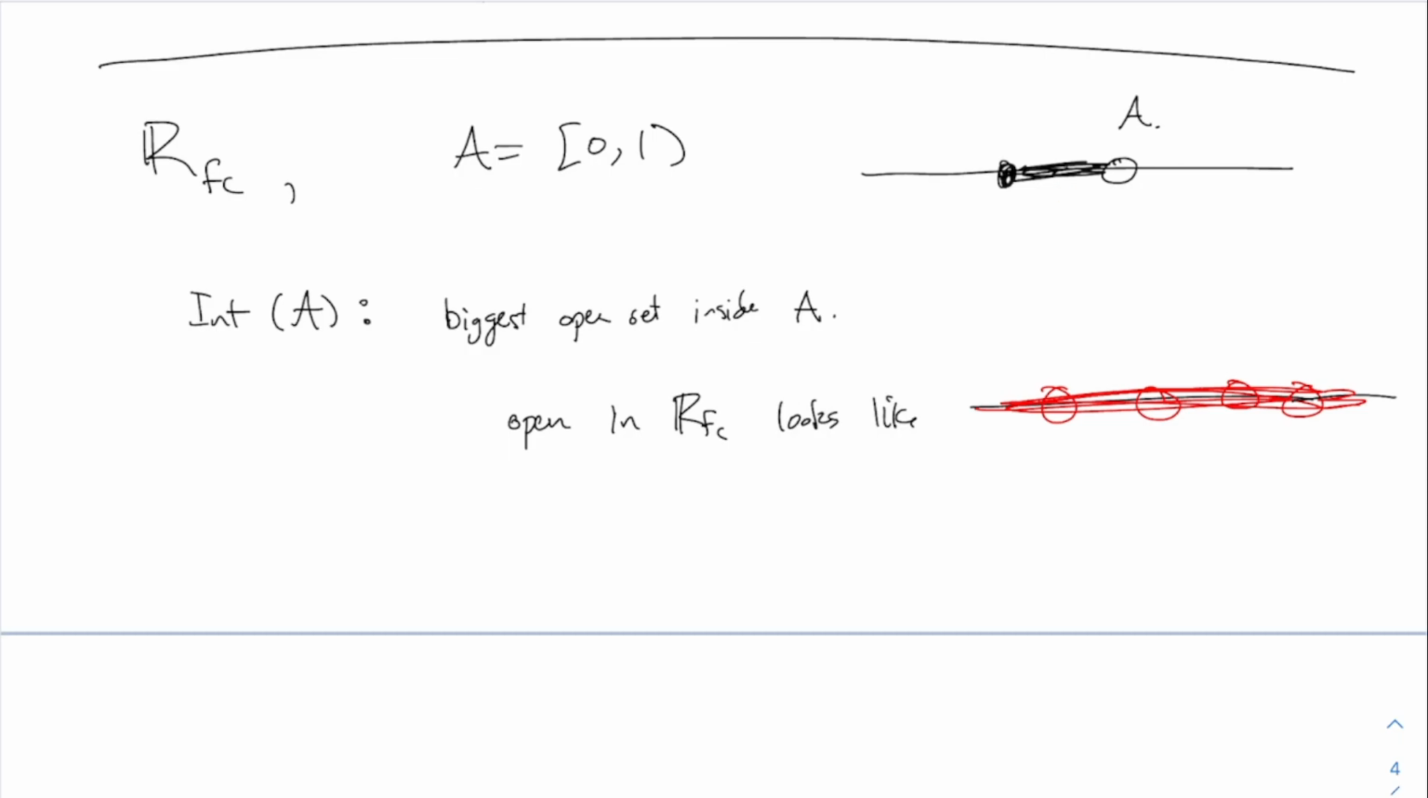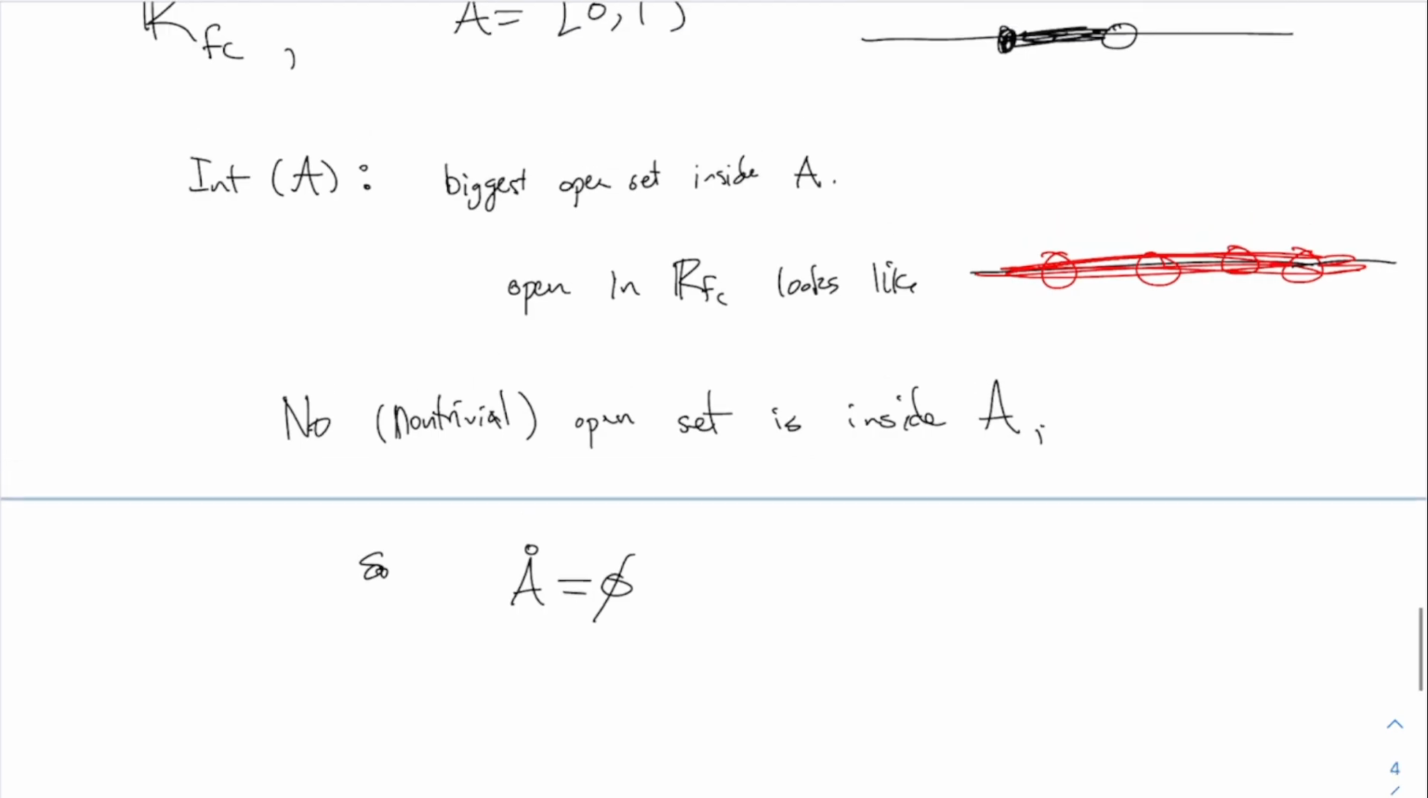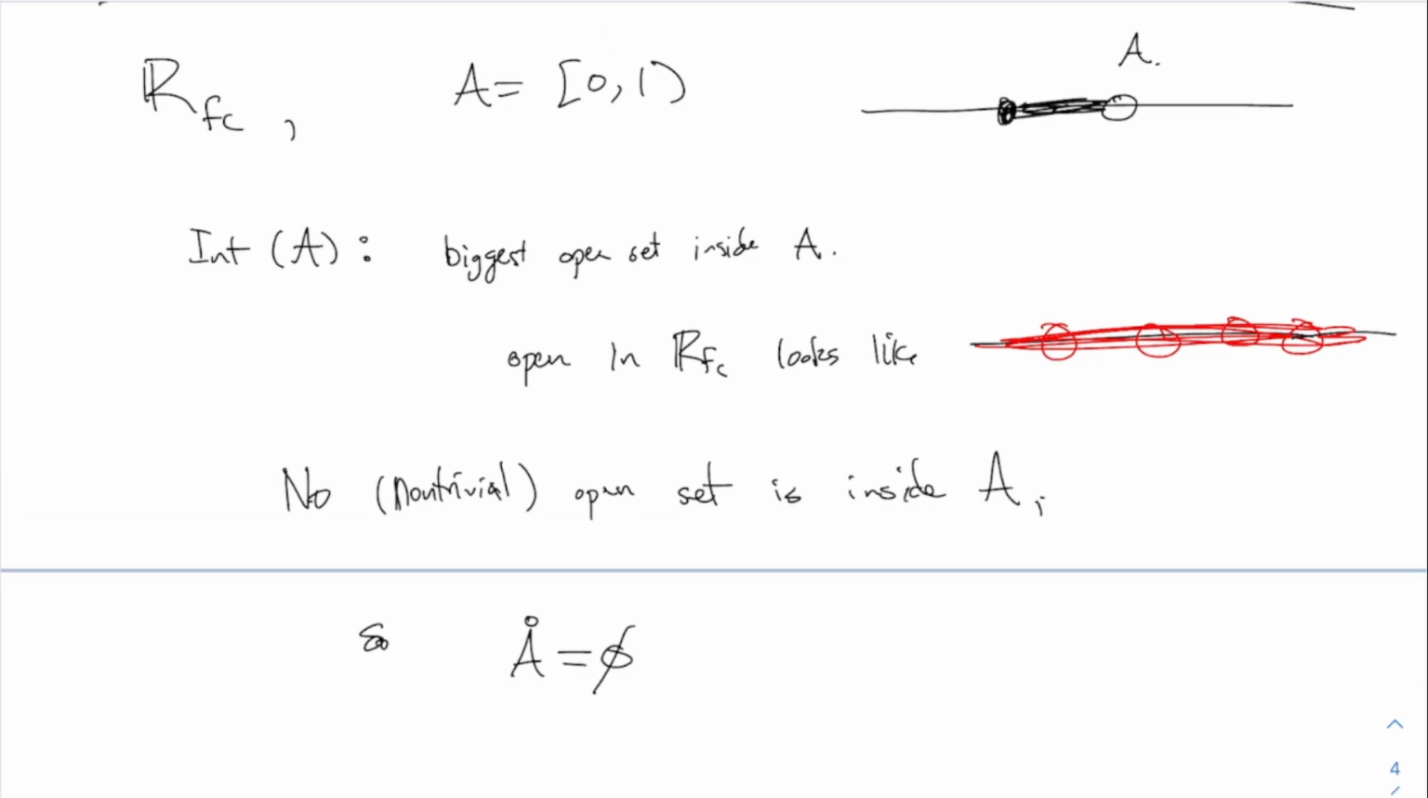So I'm going to say no non-trivial open set is inside A, right? Because in the finite complement topology, every open set has to cover the entire line except for finitely many points. And none of those can be inside the set A in this example. No non-trivially open set is inside A, so that means the interior of A is the empty set. The empty set is an open set. It's the only one which you can fit inside of A. All right.